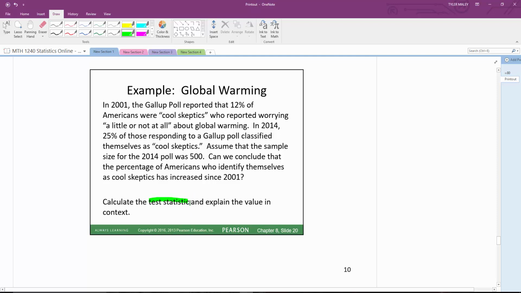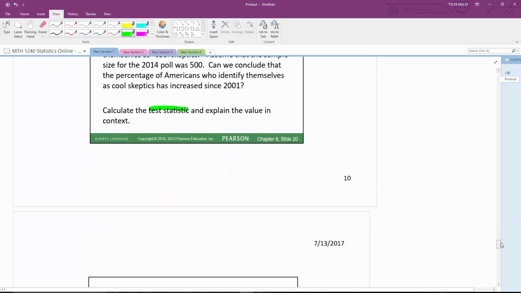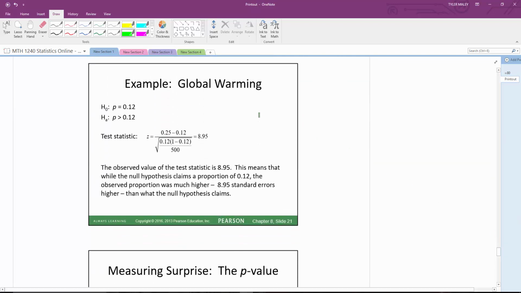Calculate the test statistic and explain the value in context, right? So if we go to the next slide, we can calculate that. We need to identify what my null and alternate hypotheses are. So these are such: we would have p equals 0.12, and here we were trying to see if it had increased, so we would say p is greater than 0.12. Plugging those values in for my test statistic, I get a test statistic of 8.95. So this observed value of the test statistic is 8.95.